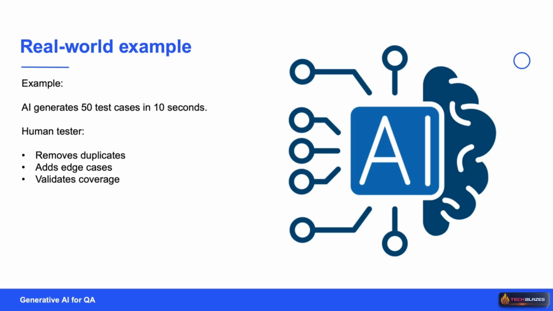Let me give you a quick example. Imagine you ask ChatGPT to generate 50 test cases for a login form. You'll get a big list instantly. Functional tests, negative cases, maybe even a few creative ones. But then you, as a human, come in and filter them. You remove duplicates, adjust priorities, add missing edge cases, and check if all business rules are covered. So instead of spending hours starting from scratch, you spend minutes improving something that's already there. That's the perfect use of human plus AI collaboration.